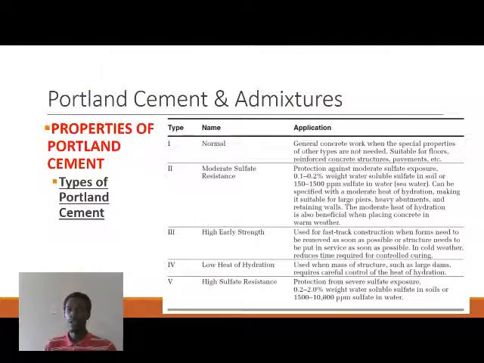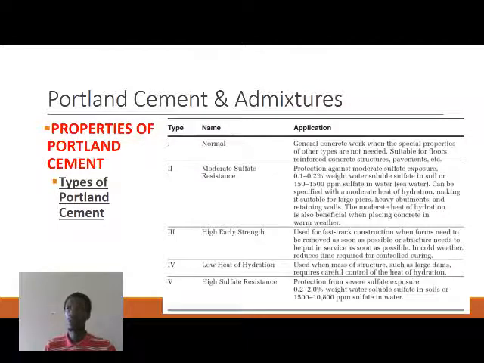That's used where you have a lot of attack by sulfates, especially in construction you want to do in places like the shoreline or even rigs. Then there's high early strength, that you want to use for quick development of structures. You want something to fast track your construction.